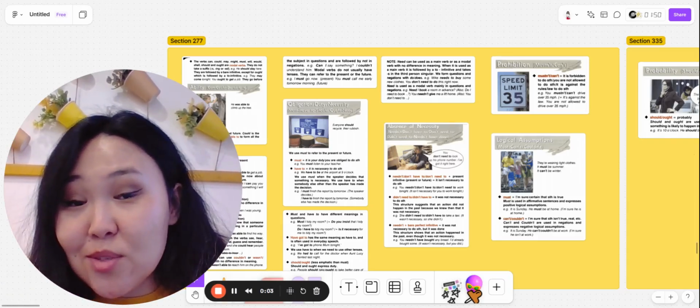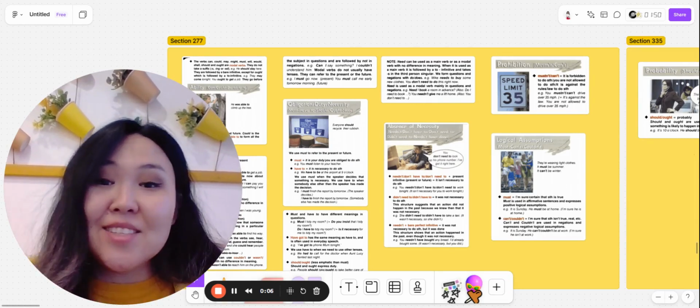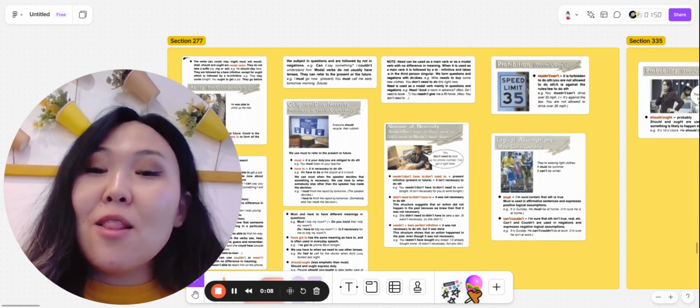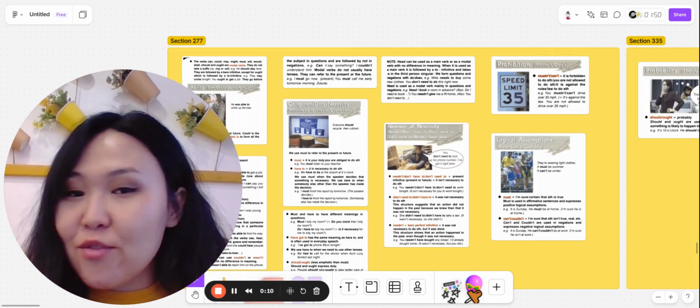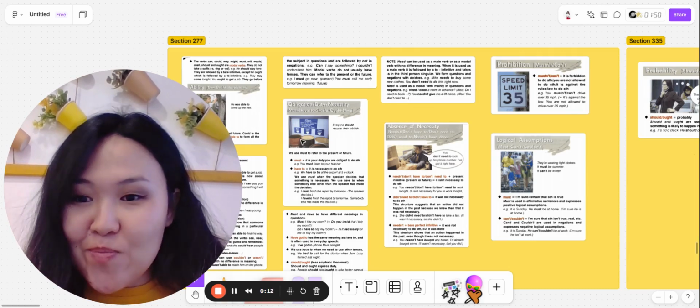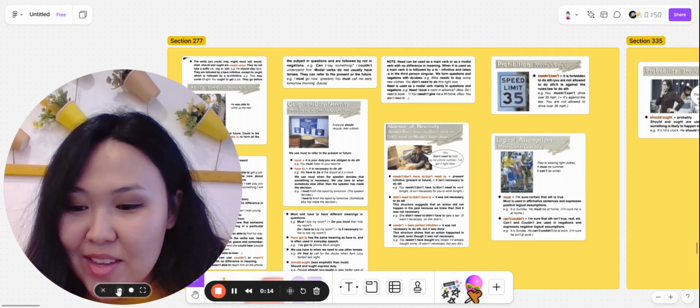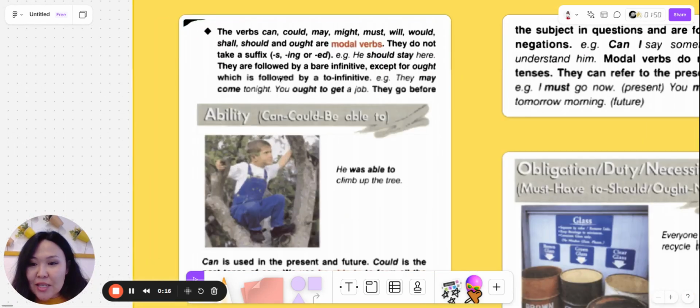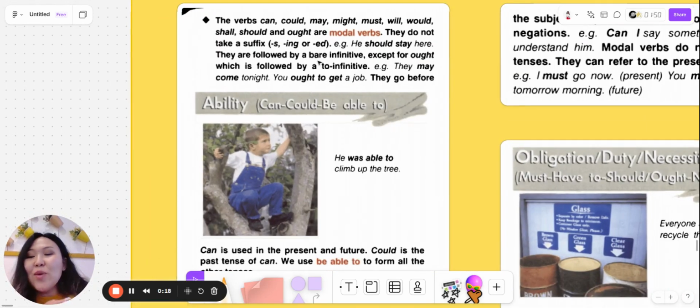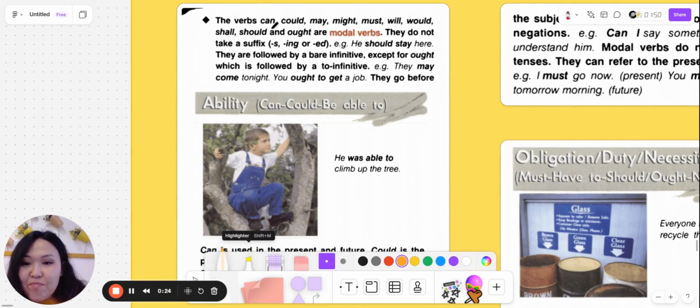Today we are talking about modal verbs, and this lesson is going to be longer than usual because we have many things to discuss. So let's start. I'm showing you the materials, and here we can see that, we all remember modal verbs, right? So they are such verbs as can, could, may, might, must, will, would, shall, should, and ought to. So they are modal verbs.